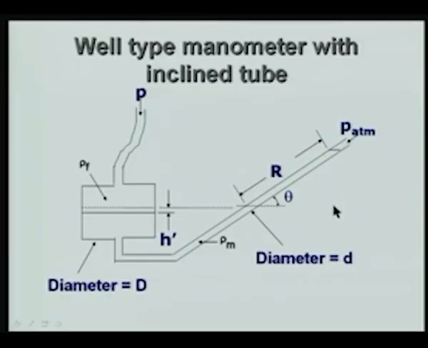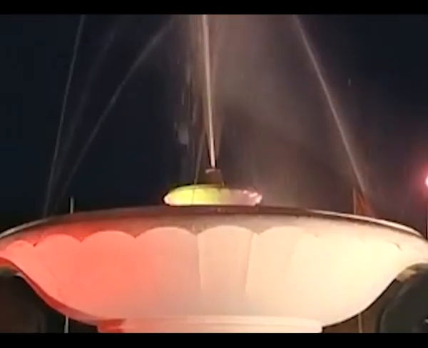So, in the next lecture, I will take a problem which will concern itself with the measurement of pressure using an inclined tube manometer or a well type manometer in general, and we will look at the sources of error. We will look at how to analyze the problem of this particular type. Thank you.